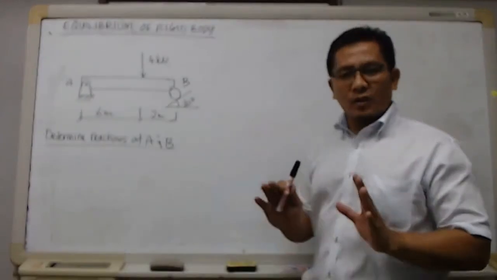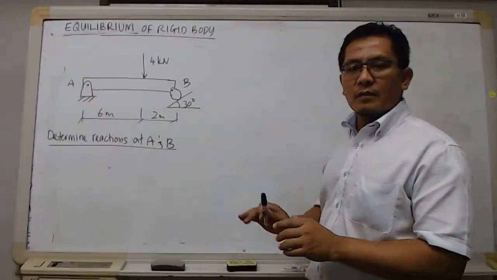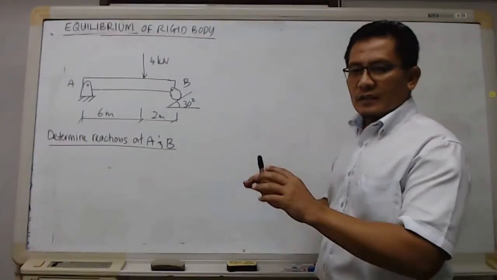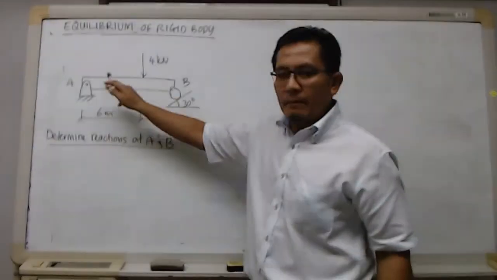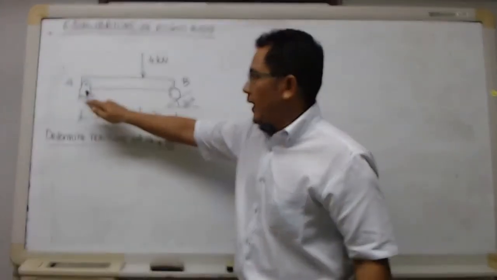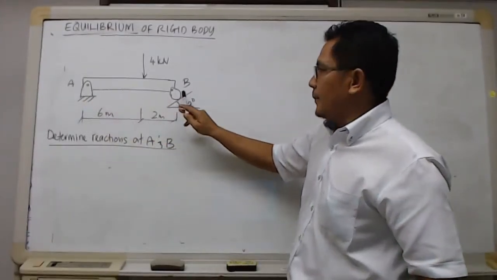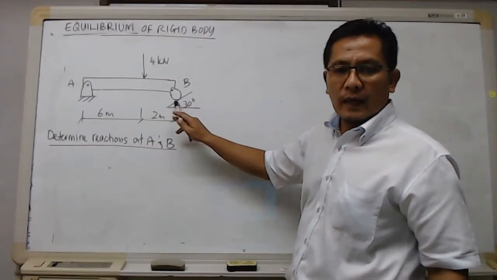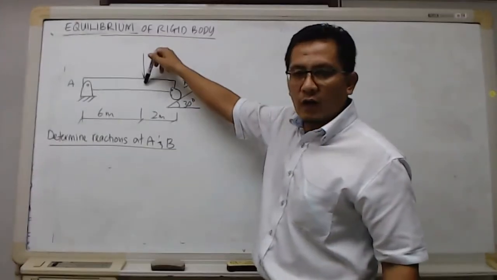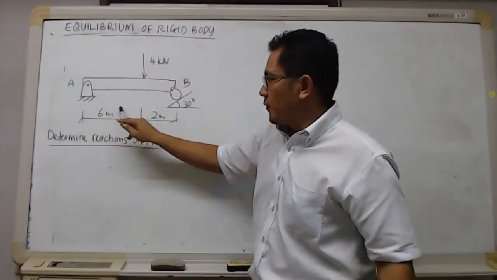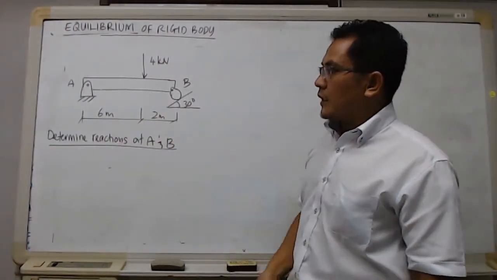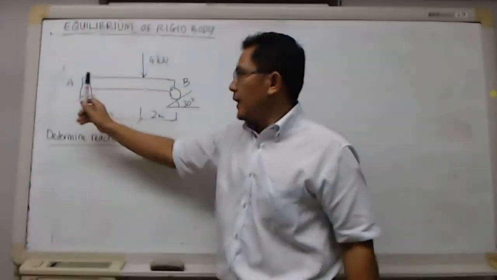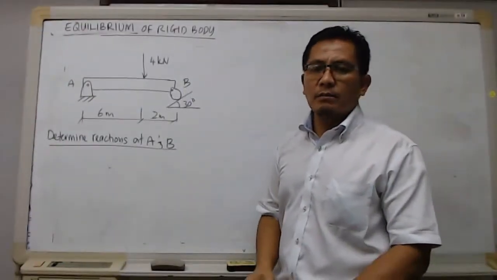Today we're going to have a very short video talking about the equilibrium of rigid body. A simple one. We have a 2D system. I have a beam supported at A with a pin and supported at B with the roller cam, and we apply a force of 4 kN, 6 meter from A and 2 meter from B. So the question asking you find the reaction at A and B. This is very simple question.